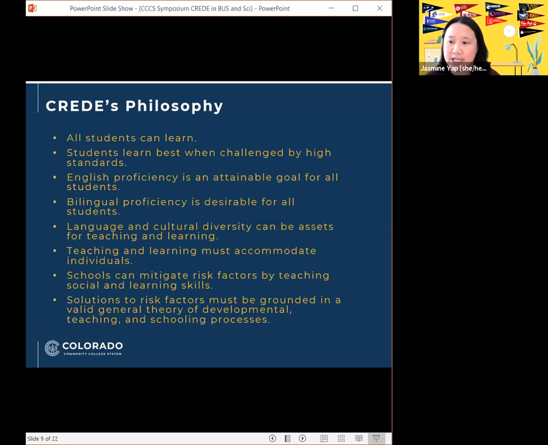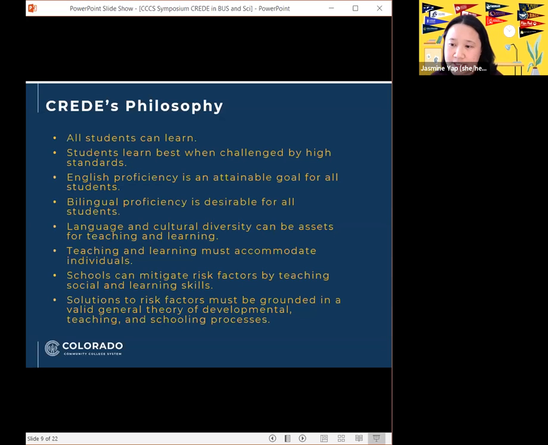English proficiency is an attainable goal for all students, and bilingual or multilingual proficiency is desirable for all students. So we don't want our students to have to disregard or put away their primary language or languages. And we do want to value those. So the work we do is not to replace whatever their primary language is with English, but rather to have English proficiency in conjunction with their primary languages.